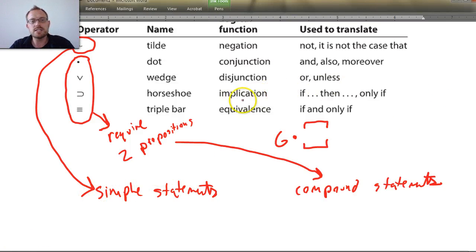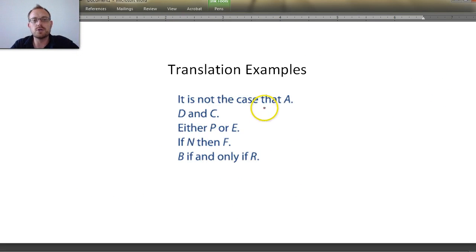Okay, so let's give an example here. Let's do a few quick translation examples. Okay, what about this? And you can see here that instead of giving propositions, we've just put down letters. It is not the case that A. Now, one of the things you might want to do as you're watching this video is to pause it and try to write these out and then see if you did it right. It is not the case that A, this is going to be translated as not A, okay?